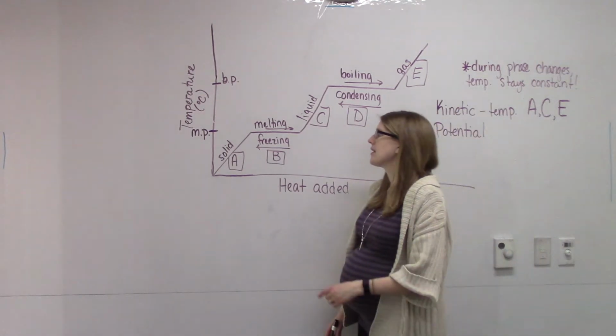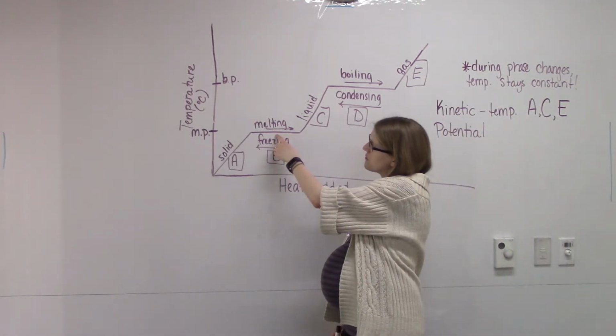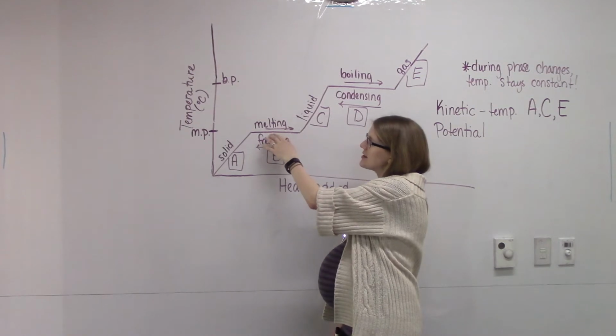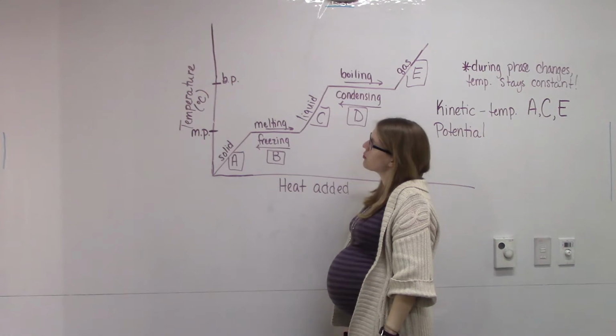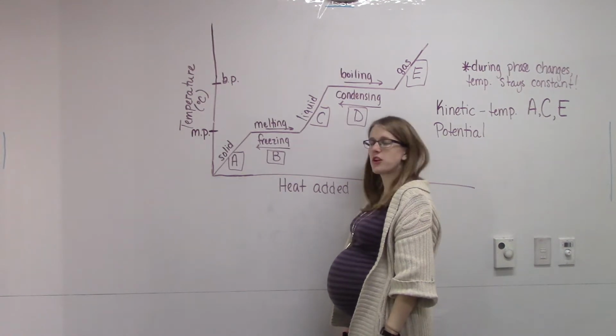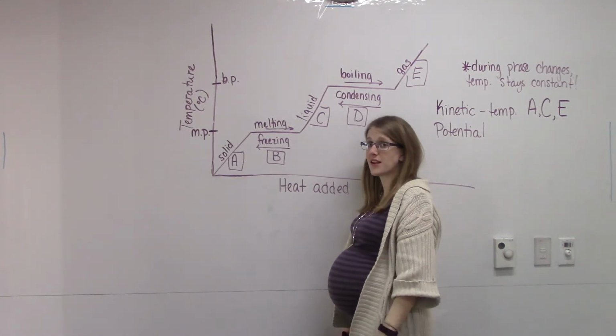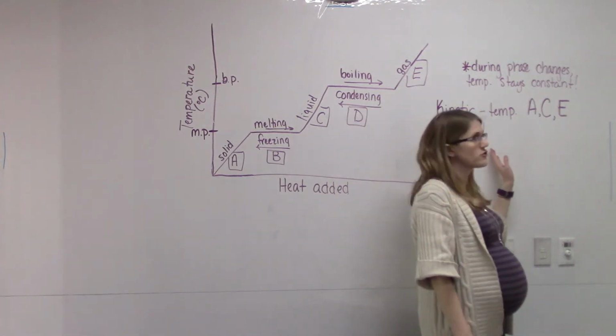So let's think. We're adding heat to this system here. We keep putting more and more heat in, but we're not actually increasing the temperature, so we're not increasing kinetic energy. Where is that energy going? It ends up being potential. Let me show you why.